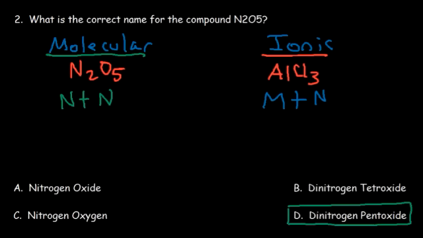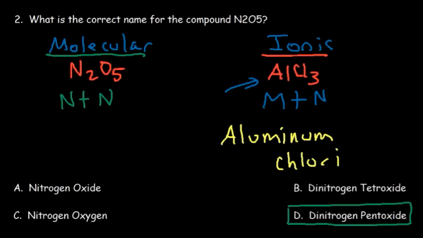Now for aluminum chloride, AlCl3, we won't say aluminum trichloride. That won't be correct for AlCl3. You would simply name it aluminum chloride. So what you need to know for these types of problems is that whenever you're dealing with naming, if you need to name an ionic compound, you should not use prefixes like mono, di, tri, tetra. Rather, you just name it aluminum chloride.